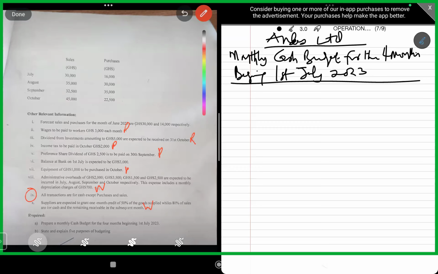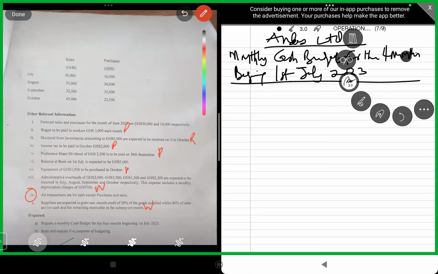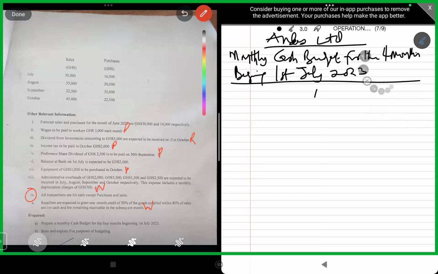So we start. Now you go to your question paper, you write how many months? It says for the 4 months, right? Starting from July. Yes. So we do July. We put here July, August, September, October.